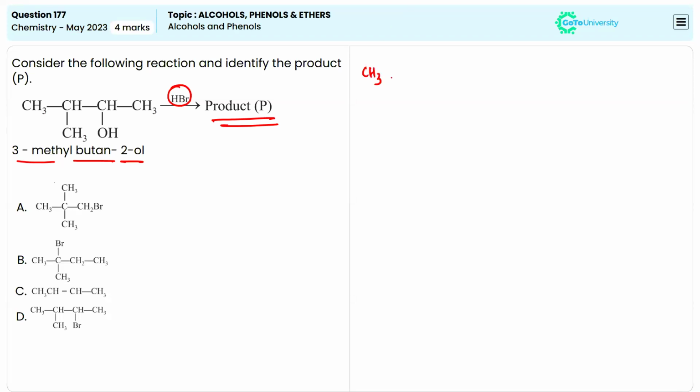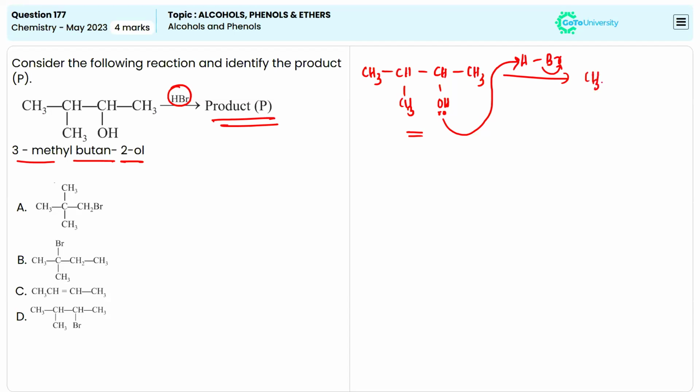The reaction is starting from the compound CH3, CH3, CH, OH, CH3. So the reactant is HBr, right? So during the reaction, we can see on the oxygen atom we have one lone pair of electrons. So this lone pair of electrons will take the hydrogen from HBr, and the electrons will move to the bromine and they will produce the protonated alcohol. Means the OH group is abstracting the H plus ion from HBr.